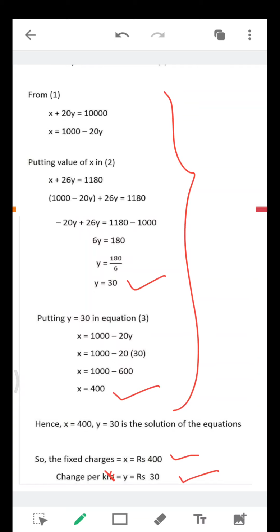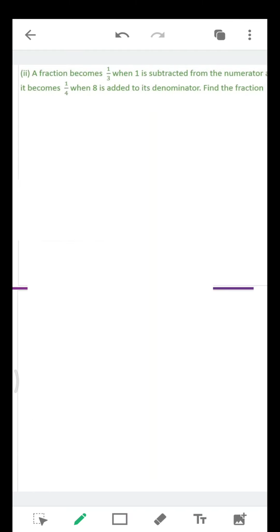Just change this, write it as extra charge per day. The next one is fraction. Again we have a question based on fraction. I think this is the third time we are solving this, and I already told you this is one of the most important concepts. Now again we have a question based on fraction.